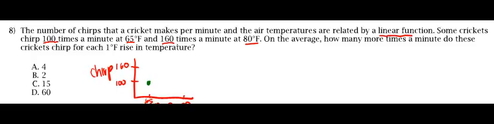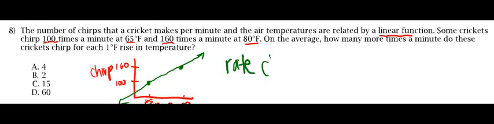And then they say, okay, when it's 80 degrees, they chirp 160 times. So go to 80 degrees, they chirp 160 times. And they say it's a linear function, so guess what? It's going to be a line. That's going to be the relationship. So the higher the temperature, the more they chirp, okay, according to this. And so they want to find out how the rate of increase, how are these chirps increasing in relation to time? The rate of increase is slope, okay?